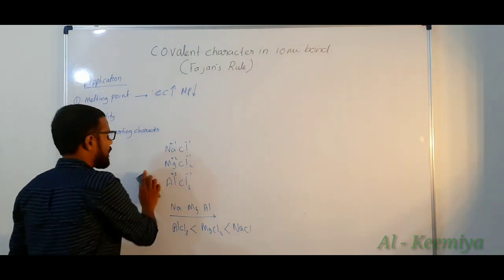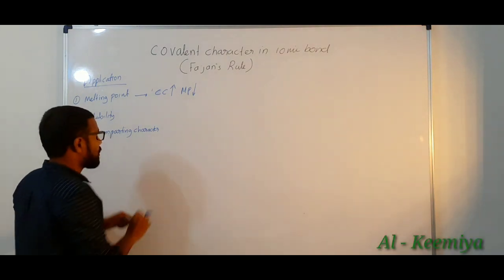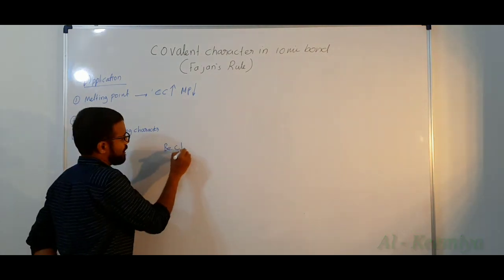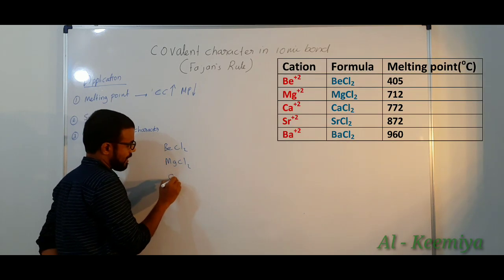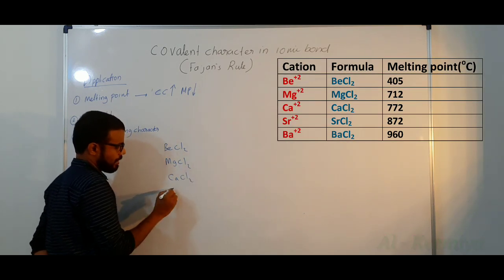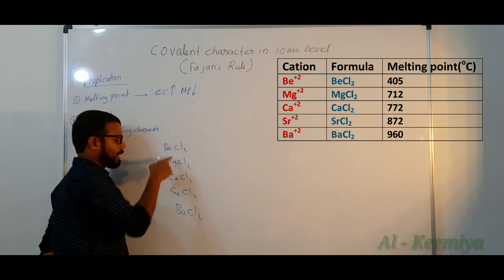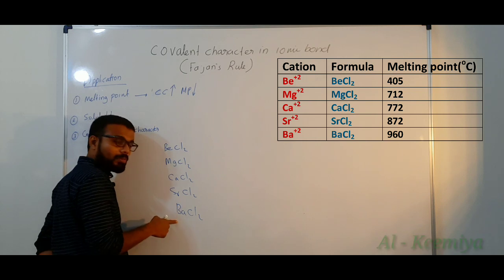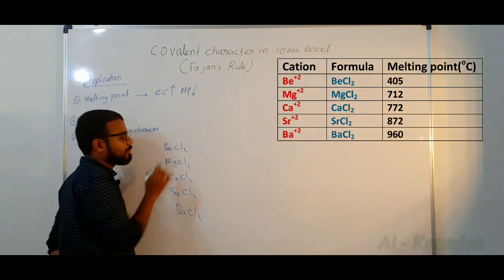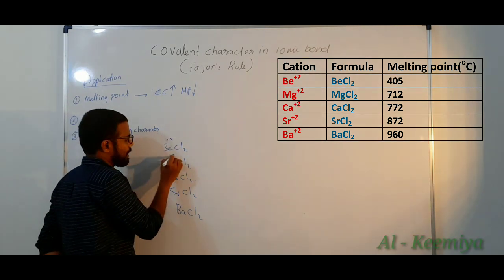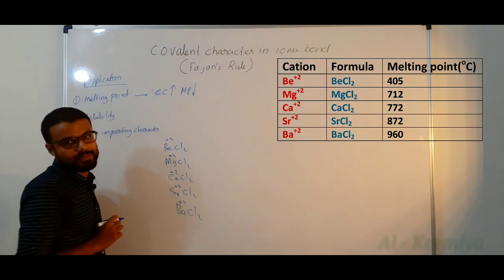Another example, see, beryllium chloride BeCl2, MgCl2, CaCl2, SrCl2, BaCl2. Beryllium chloride, magnesium chloride, calcium chloride, strontium chloride, barium chloride. In all these cases, the anion is the same. The cation is what? Beryllium 2 plus, magnesium 2 plus, calcium 2 plus, strontium 2 plus, barium 2 plus.